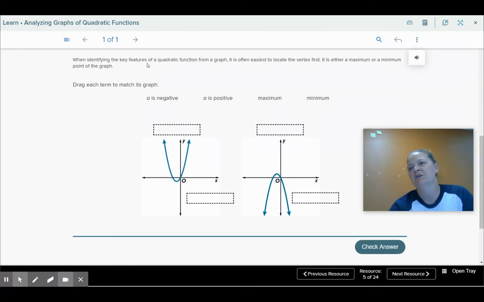When identifying the key features of a quadratic function from a graph, it is often easiest to locate the vertex first. It is either the maximum or minimum point of the graph. Drag each term to match its graph. So this one is opening up, so that means that a is positive, and it has a minimum. This one is opening down, so a is negative, and it has a maximum.